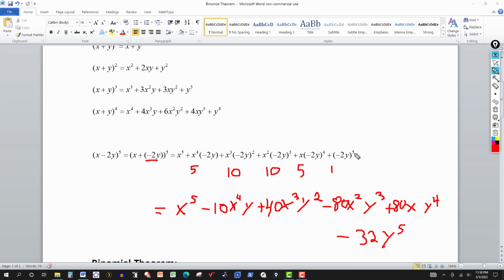Now we can also use an abbreviated form of the binomial theorem to find a particular term. They give you an expansion and they say without expanding, find the 4th term, find the 9th term, find the 15th term of the expansion.